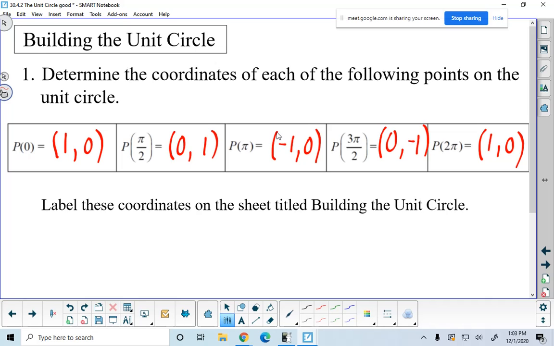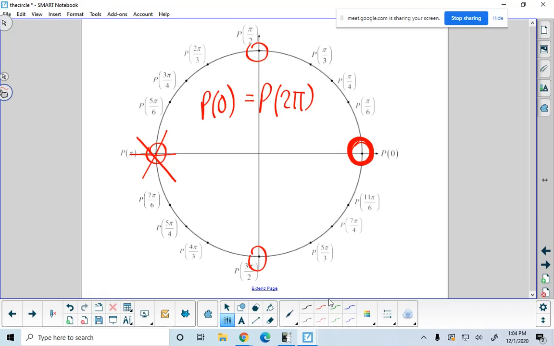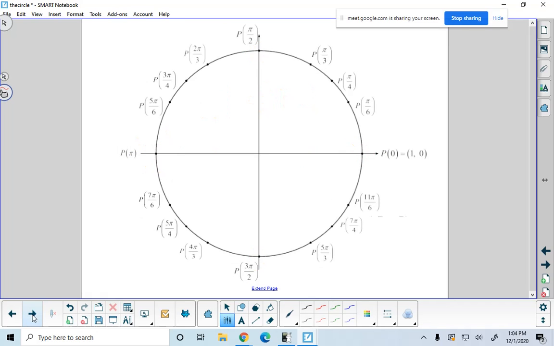It says label these coordinates on the sheet that you're looking at. I just want to double check to make sure that when things went from my mind to my hand, I wrote down the correct thing. 1, 0, 0, 1, -1, 0, 0, -1, those are all right. So if you look up here for help, there's the first point. P of 0 is 1, 0. P of pi is -1, 0.